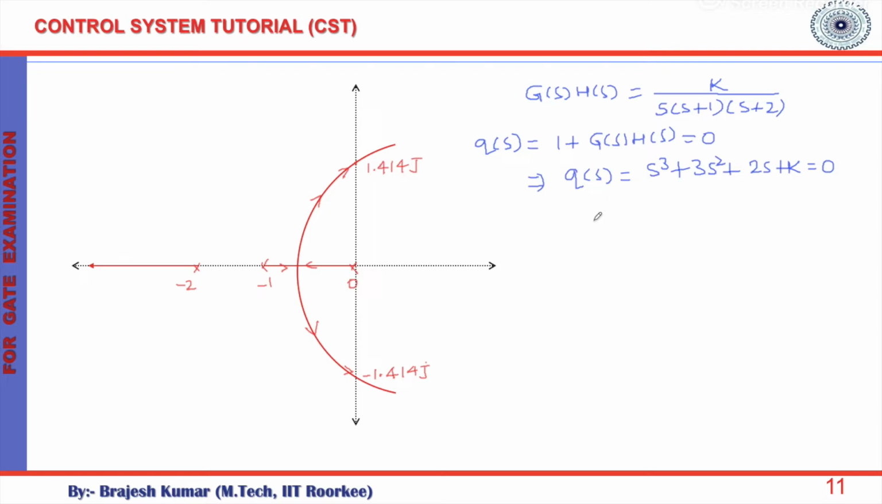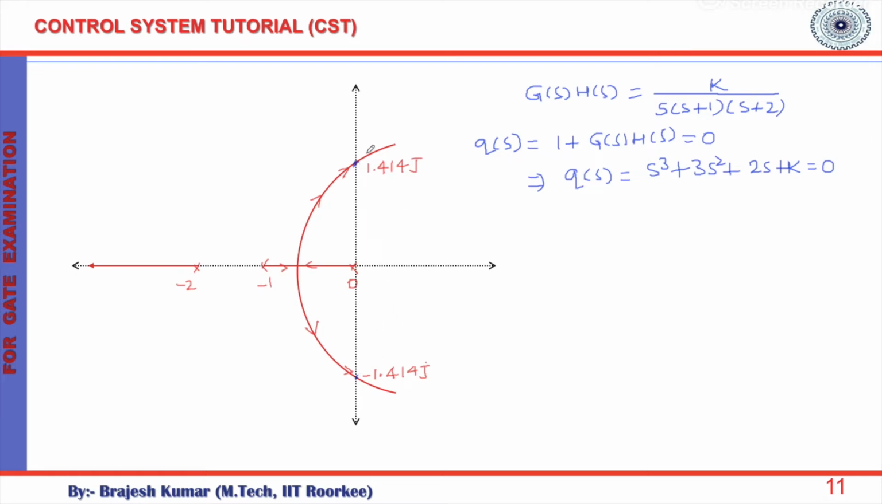Clear? So now we need to find the Routh array. Why do we need to find the Routh array? Because we want to find the K marginal. Why do we need to find the K marginal? K marginal is basically the value when the root locus intersects the j omega axis.